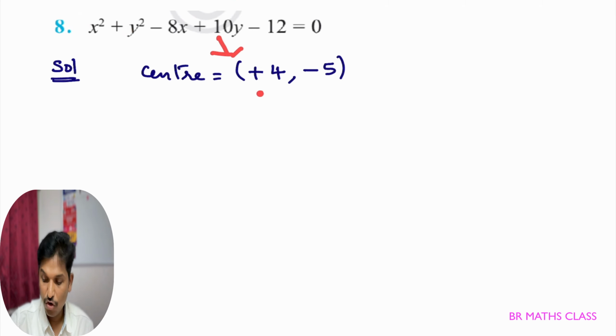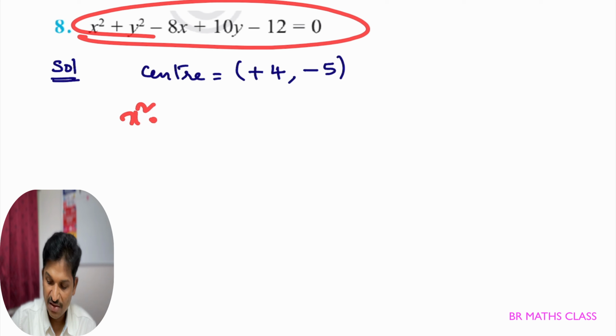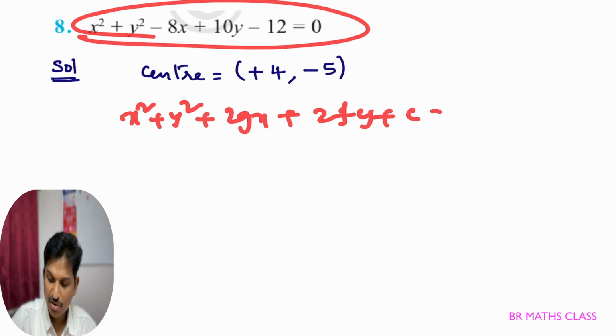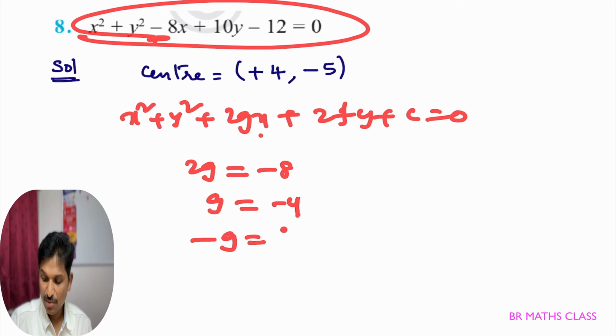If you want to do it in the regular method, compare this equation with x square plus y square plus 2gx plus 2fy plus c equal to 0. Here x coefficient is 2g. 2g equal to minus 8, g equal to minus 4. As you want to find the center, center is minus g comma minus f. Minus g is what? Plus 4. You see, the same thing we got. Now y coefficient is 2f. Here y coefficient is 10. So f is what? 10 divided by 2, 5. Now I want minus f. Minus f is minus 5. So center is minus g comma minus f, that is 4 comma minus 5. That we got directly. I hope you are understanding.